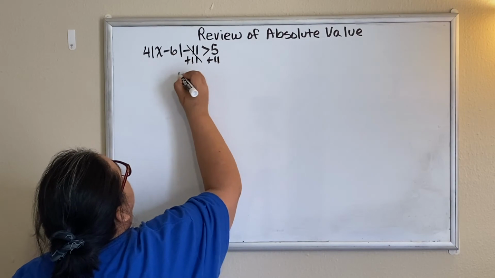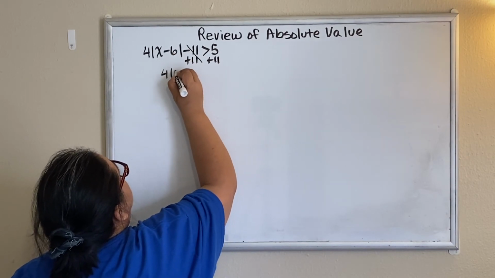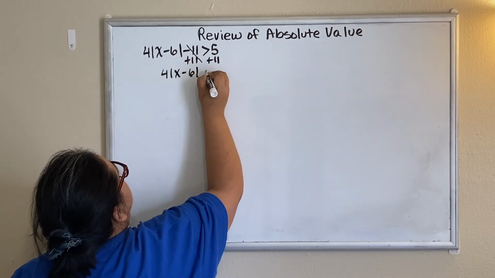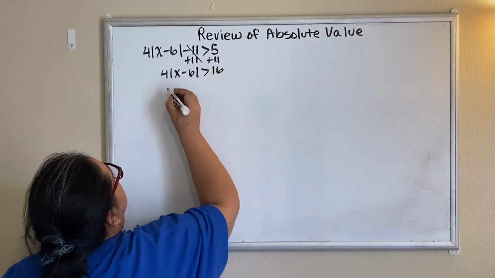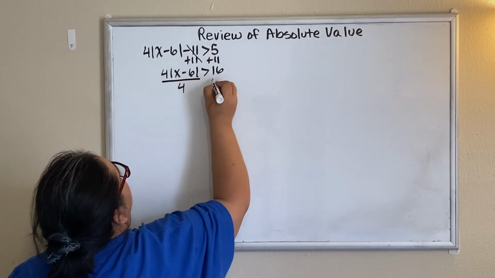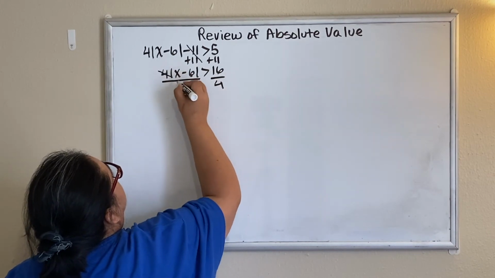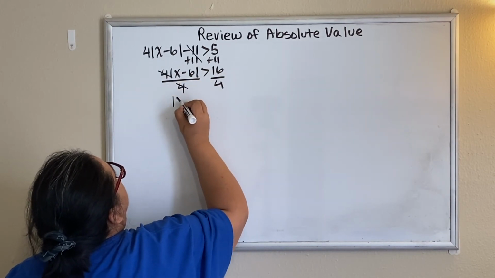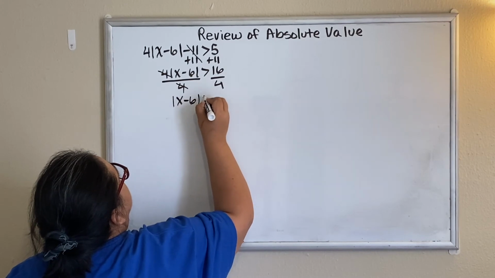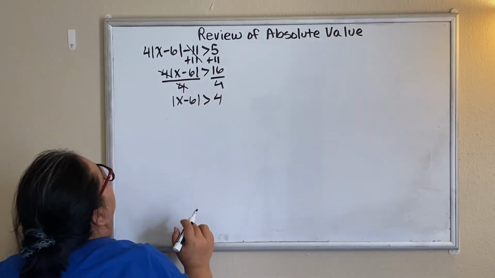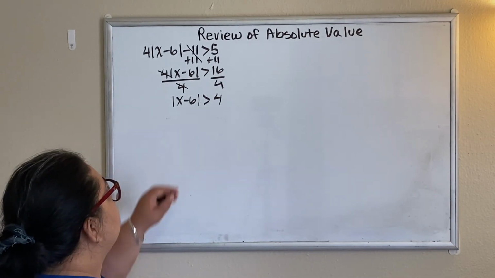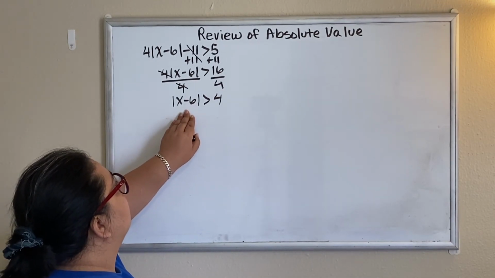We eliminate the 11, and we get 4 times the absolute value of x minus 6 is greater than 16. 5 plus 11 is 16. Now we're going to divide by 4, reducing the 4, and we get the absolute value of x minus 6 is greater than 4, because 16 divided by 4 is 4. Now, my absolute value is isolated.